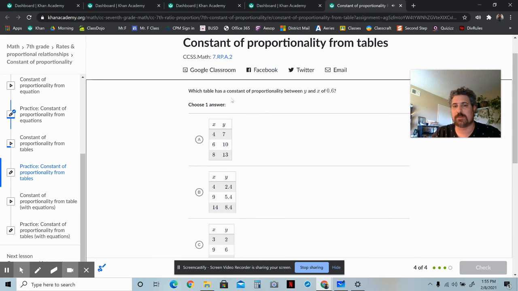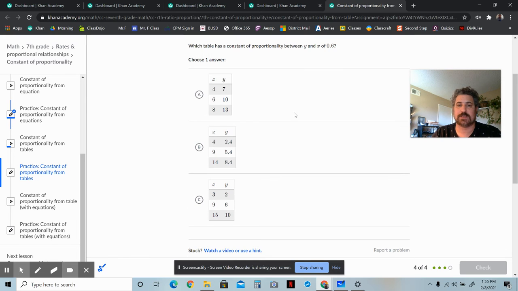Okay, and this one says which table has a constant proportionality between y and x of 6/10? So you're looking for 6 over 10, or an equivalent ratio to 6 over 10. So 7 over 4, is that the same as 6 over 10? No, 7 over 4 is more than 1, 6 over 10 is less than 1. That's wrong. 2 out of 3, is that the same as 6 out of 10? No. To make the 2 into a 6, you times by 3. But then if you times the 3 by 3, you get 9, right? So these are not equivalent ratios. 6/10 is not equivalent to 2/3.